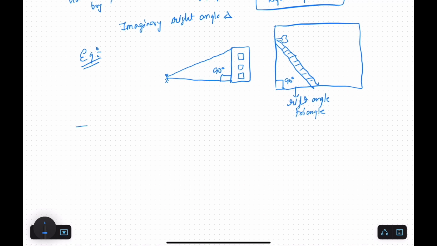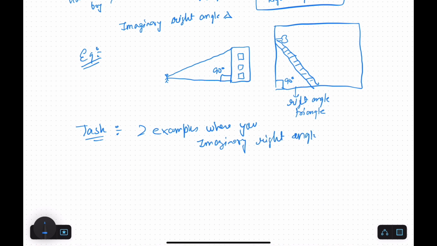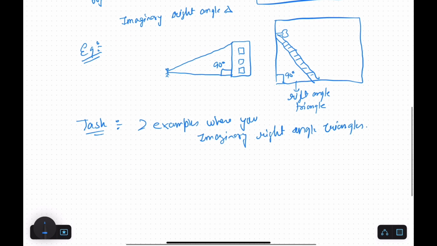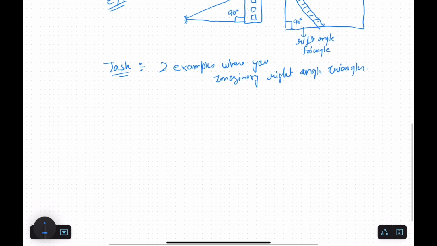Similarly, I will give you a task: you are going to give me 2 examples where you use imaginary right angle triangles, like I have given you. So now we'll move ahead.